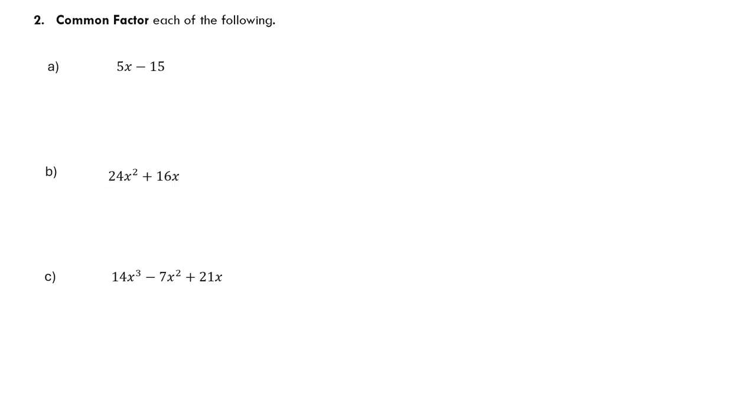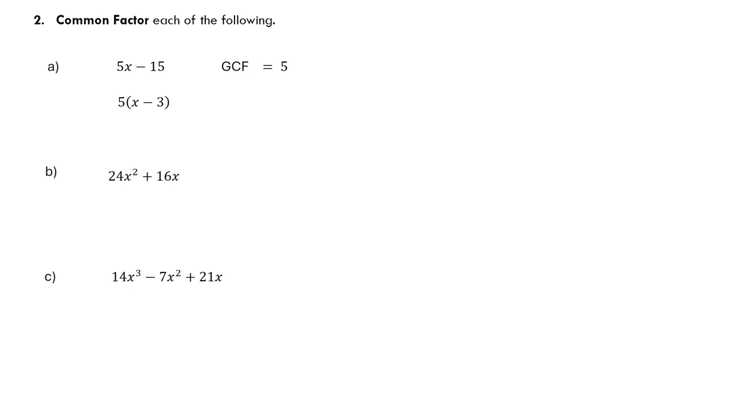Common factor each of the following. So we need to find the greatest common factor between 5x and negative 15, and that just happens to be 5. So we put our 5 down, and then we open our brackets. 5x divided by 5 is x, and negative 15 divided by 5 is negative 3.